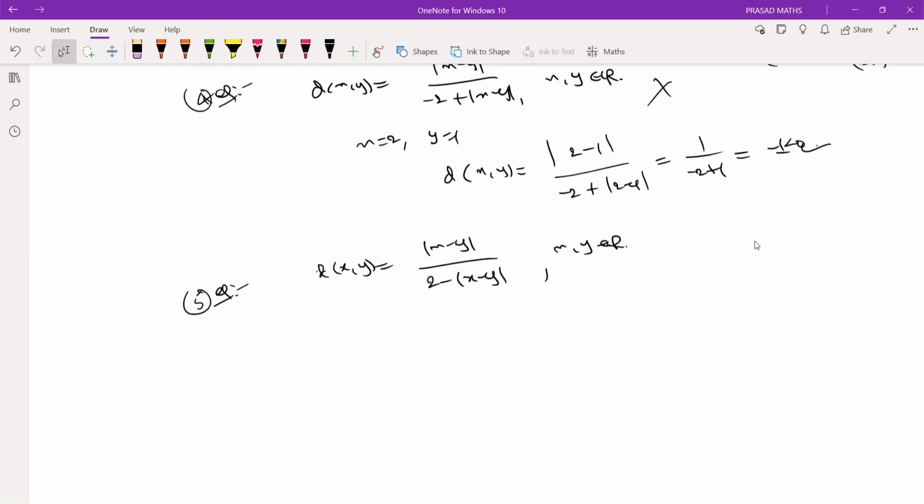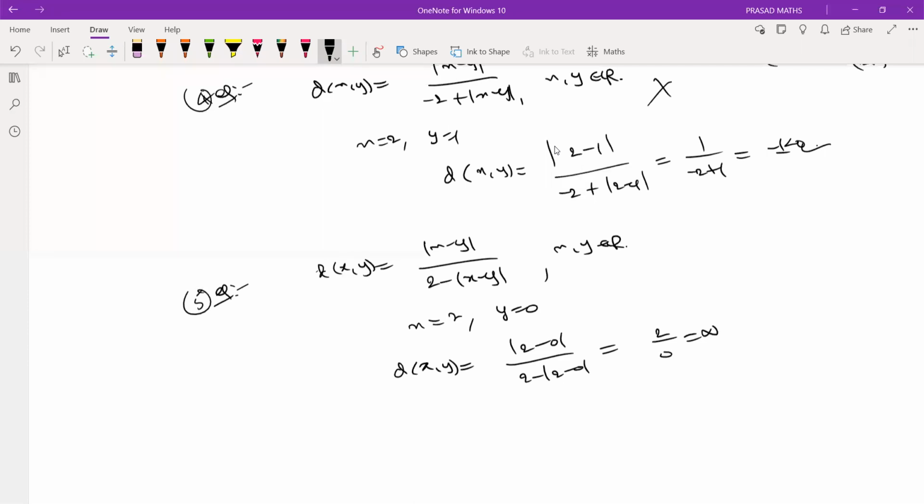Is it a metric or not? No, very good. So suppose I take x equals 2, y equals 0. What happens? Then 2 minus 0 divided by 2 minus 0, that means 2 by 0, this is infinity.